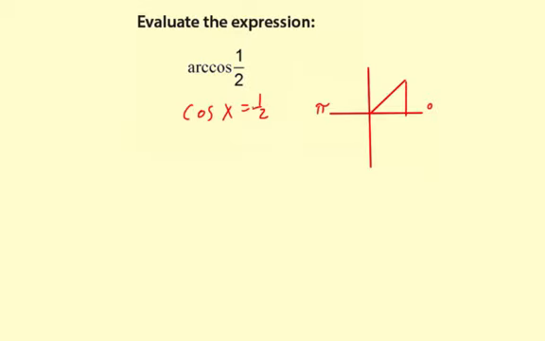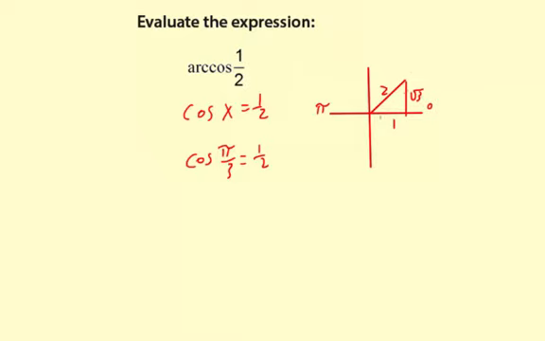Okay, now the ratio is 1/2, so we need to know the cosine of what angle makes 1/2. And it has to be in terms of radians. I know that the cosine of pi over 3 equals 1/2. And so what that looks like on the right triangle, you have a 2, a 1, and a square root of 3. That's what the right triangle would look like.